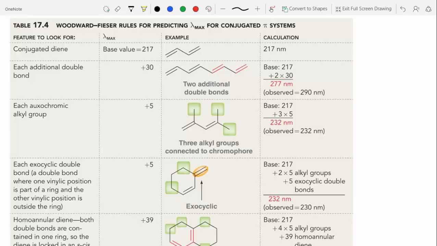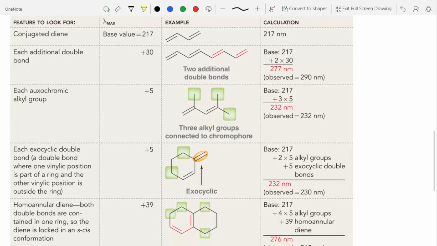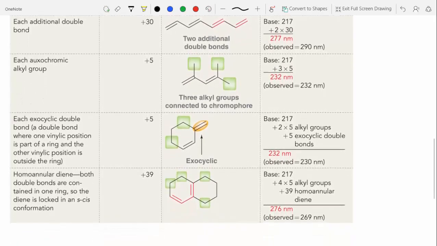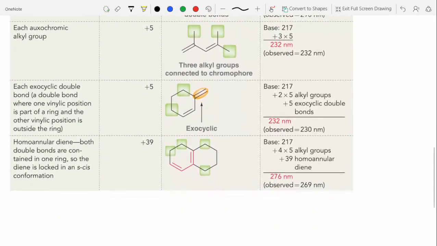If you add on alkyl groups, you add another 5 nanometers to your lambda max. So in this one, there's 3 additional alkyl groups. So they added on 15, which hits the estimated value perfectly. And then they came up with methods for endocyclic versus exocyclic double bonds. So in this top one, if your double bond's conjugated but pointing to the outside of the ring, you only add 5 versus a double bond that's a part of the ring system, that would be plus 39.